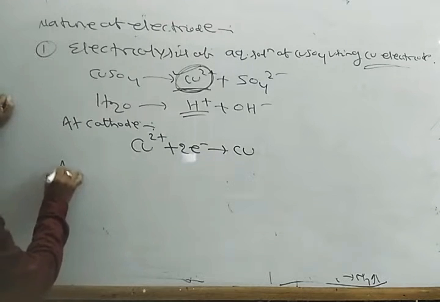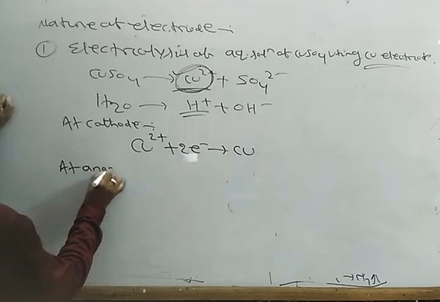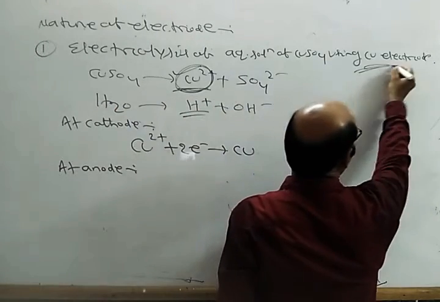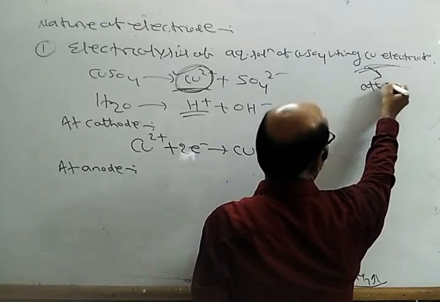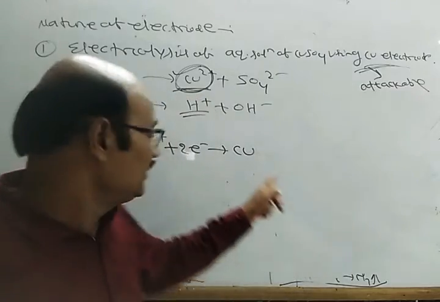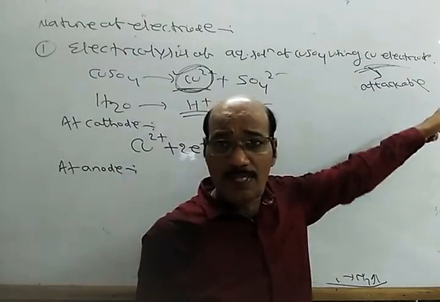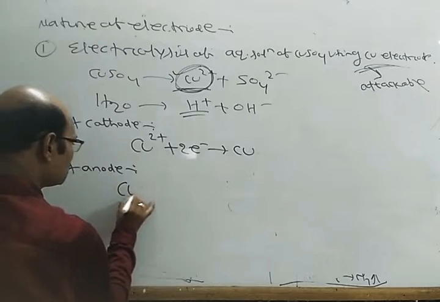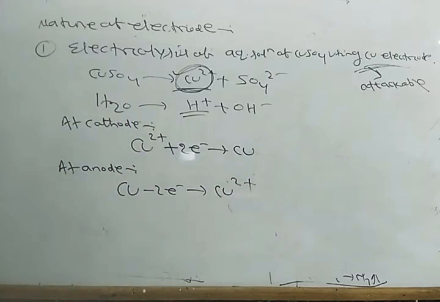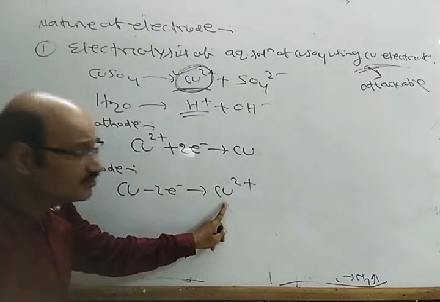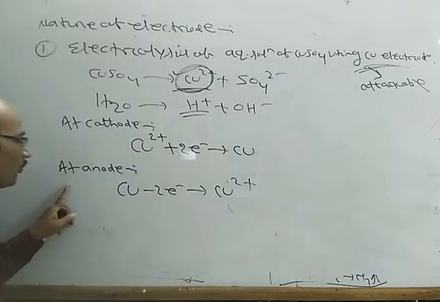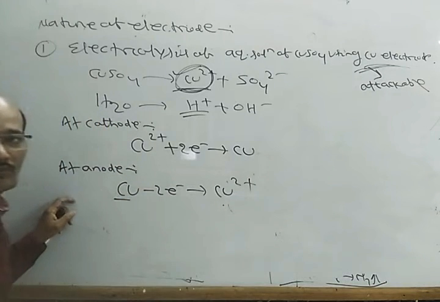And at the anode, because here we have the copper electrode, which is attackable. So here the anion will not migrate towards the anode. Now the copper itself, Cu minus 2 electrons, will be given. So Cu2+ ions will liberate at the anode from this copper electrode.